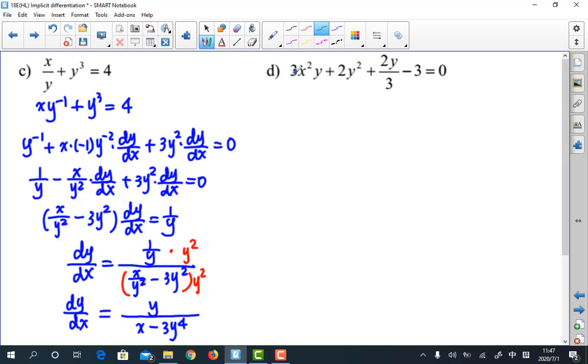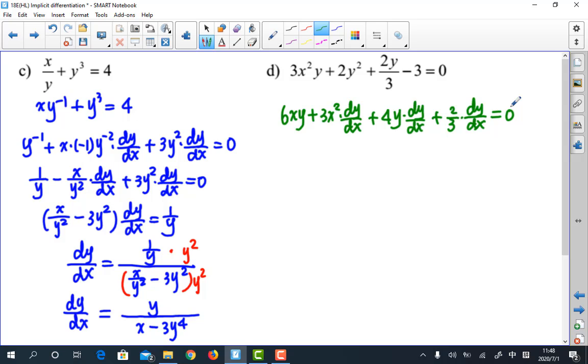So we can differentiate this one. This one should be 6xy plus 3x squared dy over dx. Then plus 4y times dy over dx plus 2/3 dy over dx. The differentiation of -3 is 0. The differentiation of 0 is still 0. Then solve for dy over dx.